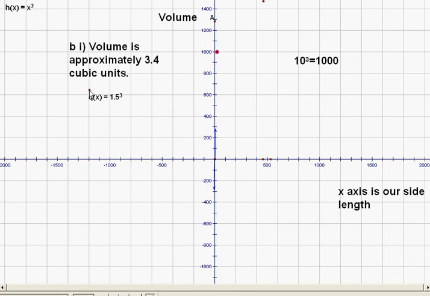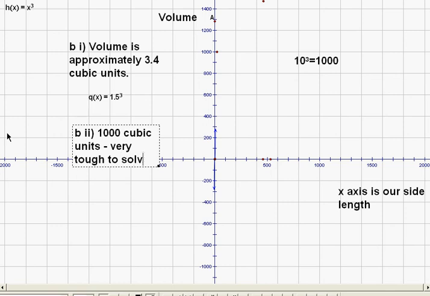Really tough to do. Okay, so for B2, double I, that would be 1,000 cubic units. Very tough to solve graphically. Okay?